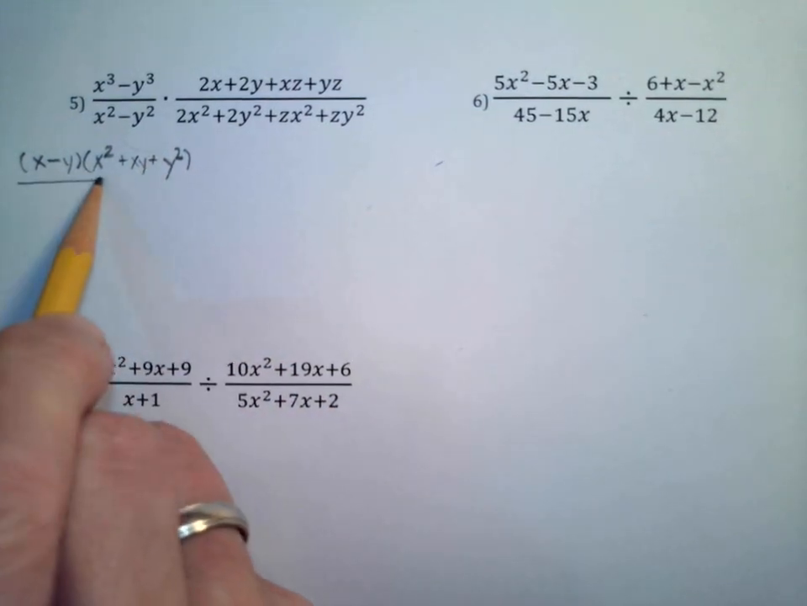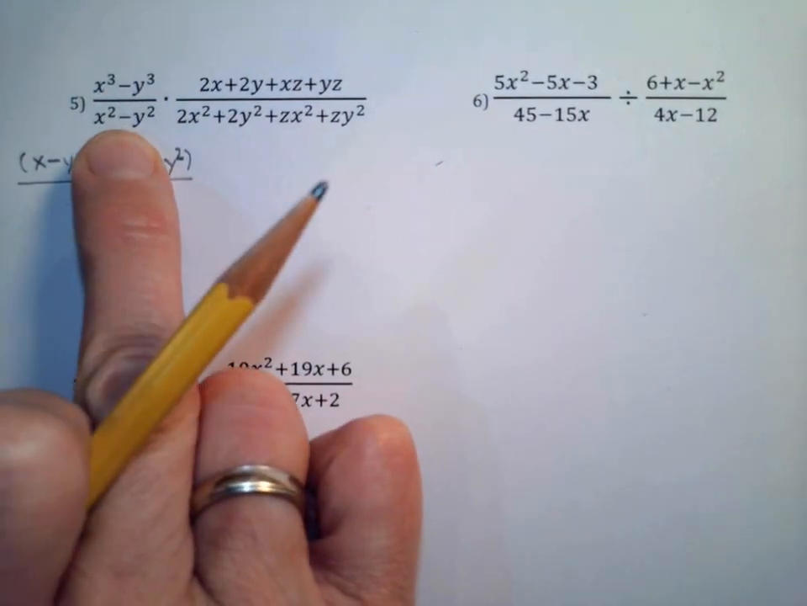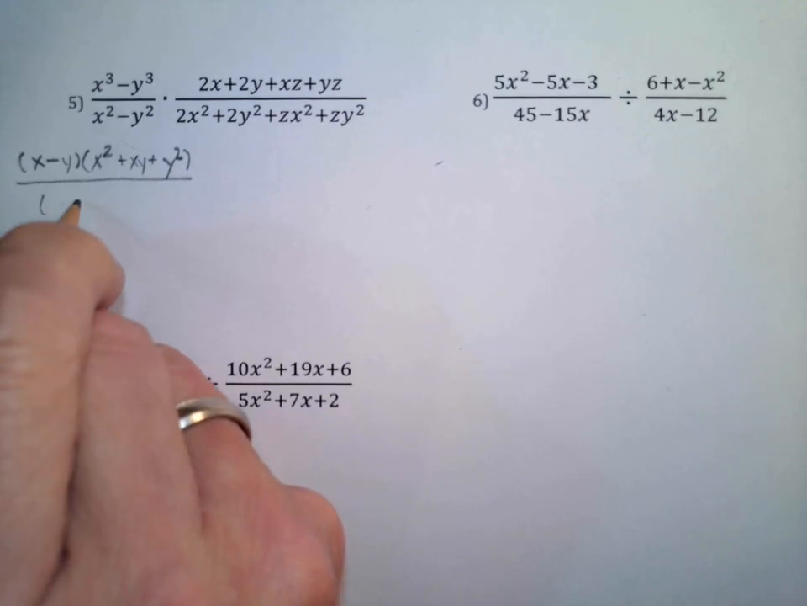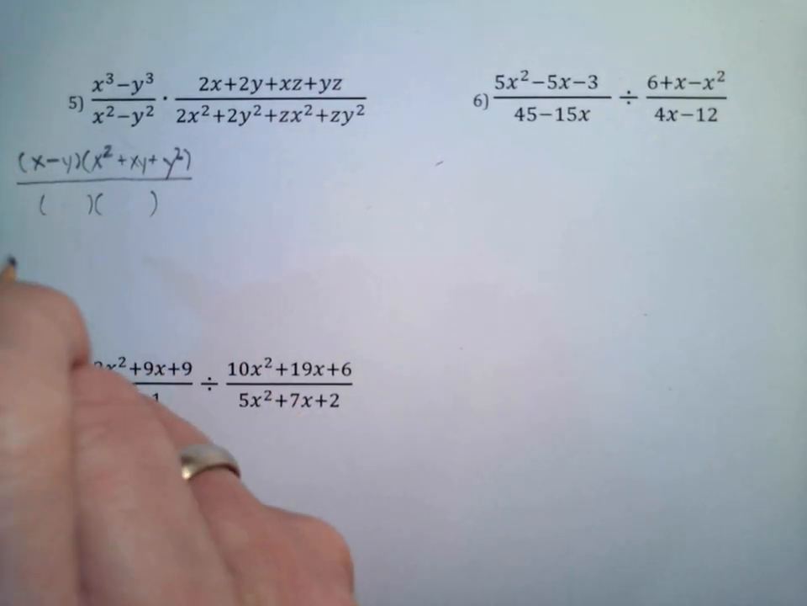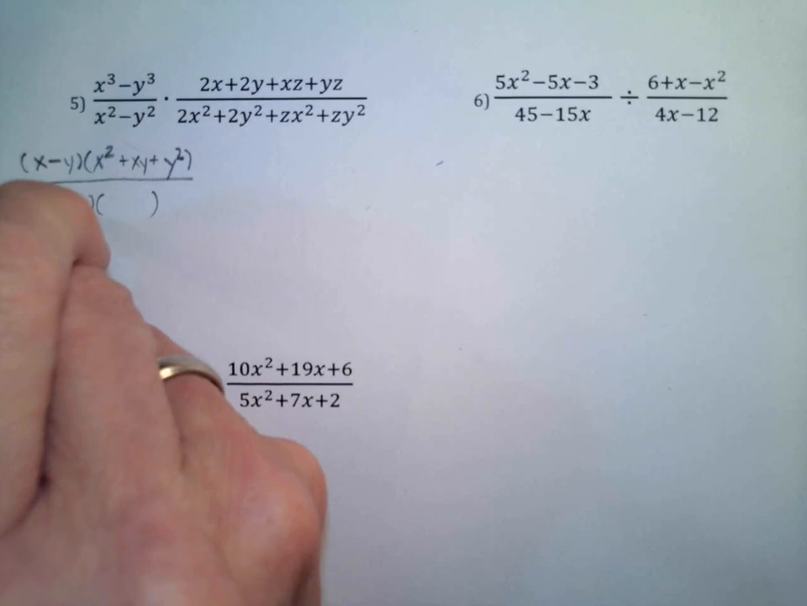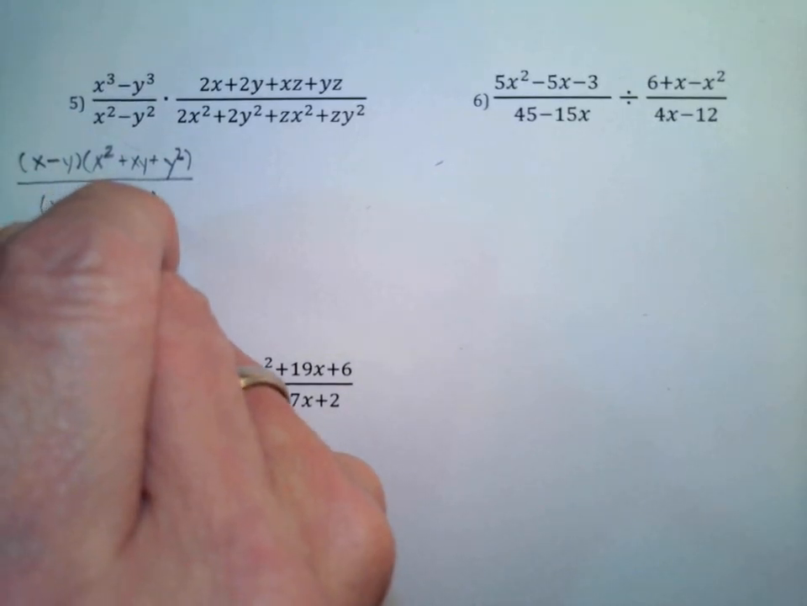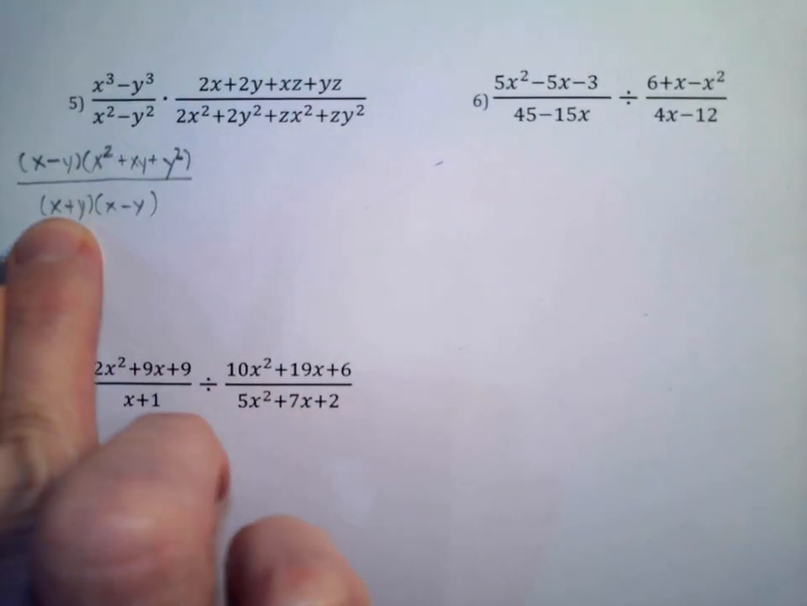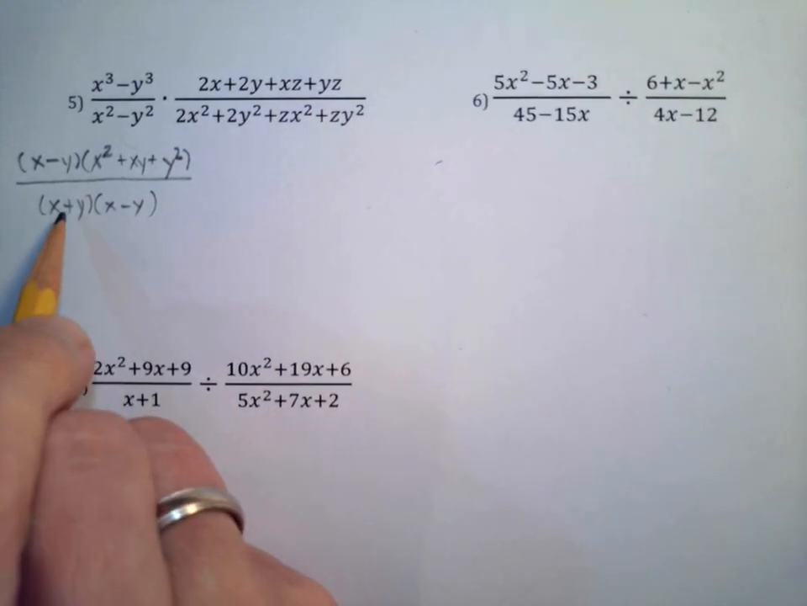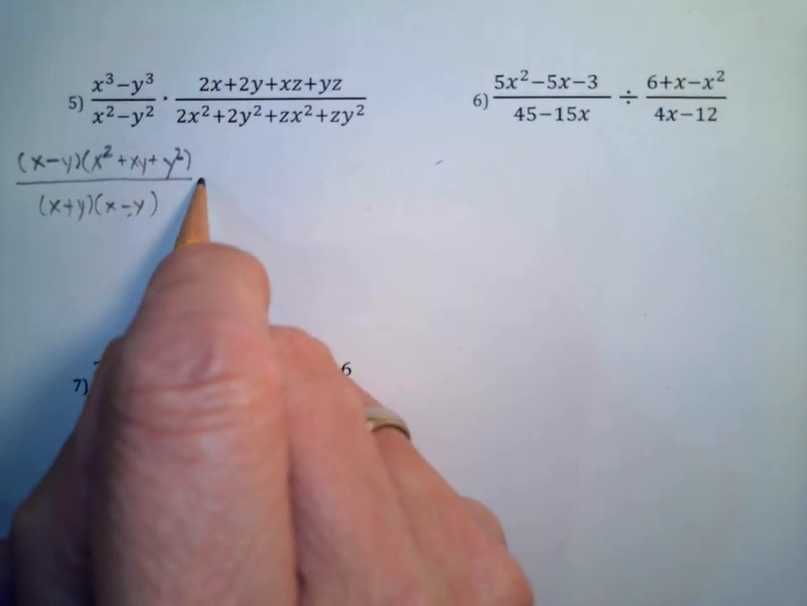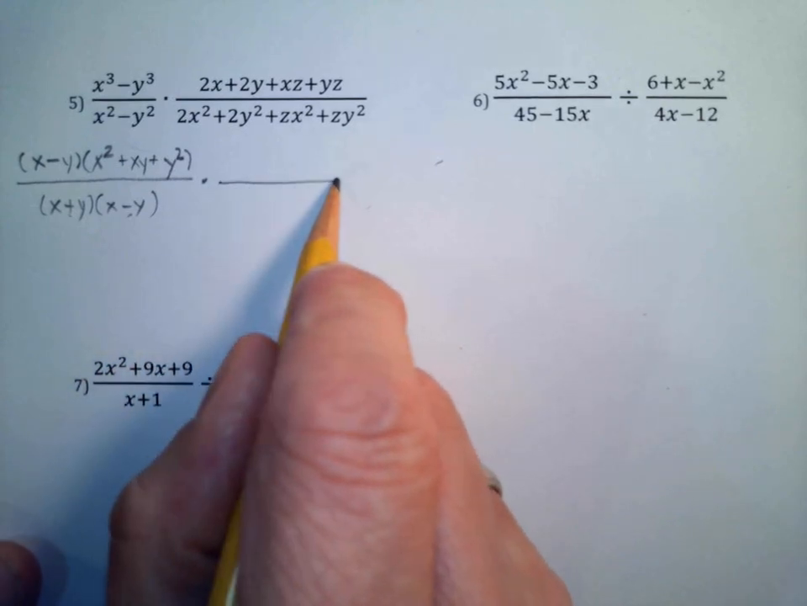All right, on the bottom, we have the difference of two squares. So that's going to be two binomials. It's going to be x plus y and x minus y. Again, it doesn't matter what order you put those two binomials in. I just do my plus first, then my minus. All right, times now. Let's see what's going on with these.